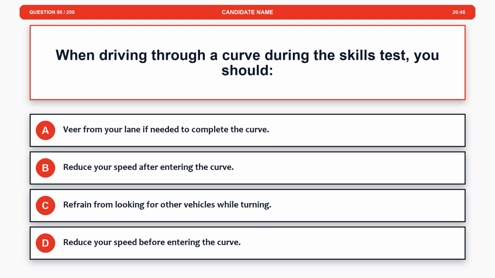Question 90. When driving through a curve during the skills test, you should Option A, veer from your lane if needed to complete the curve. Option B, reduce your speed after entering the curve. Option C, refrain from looking for other vehicles while turning. Option D, reduce your speed before entering the curve.